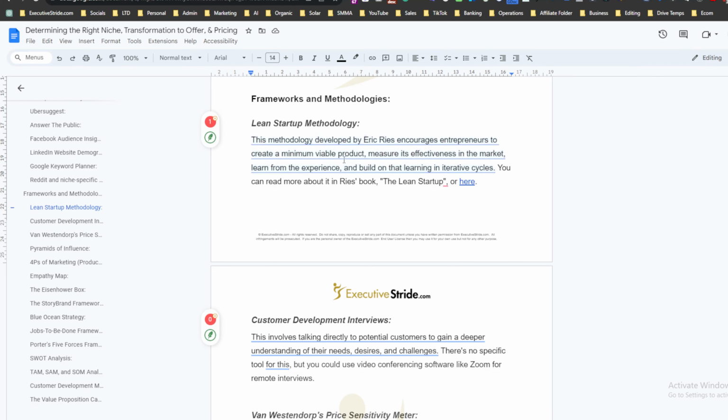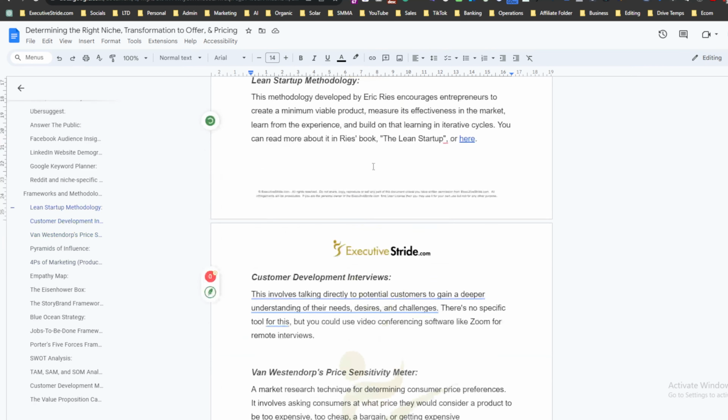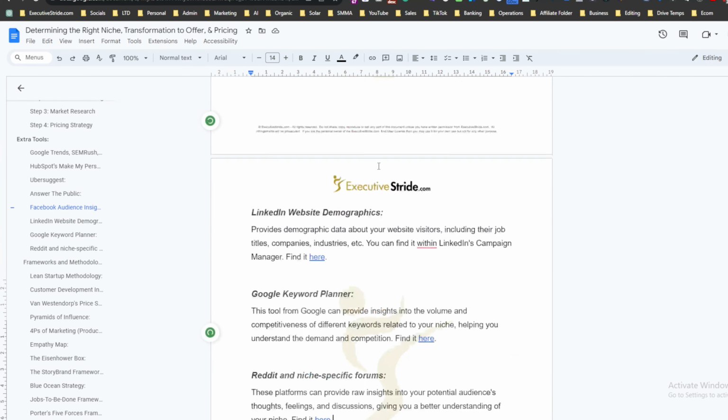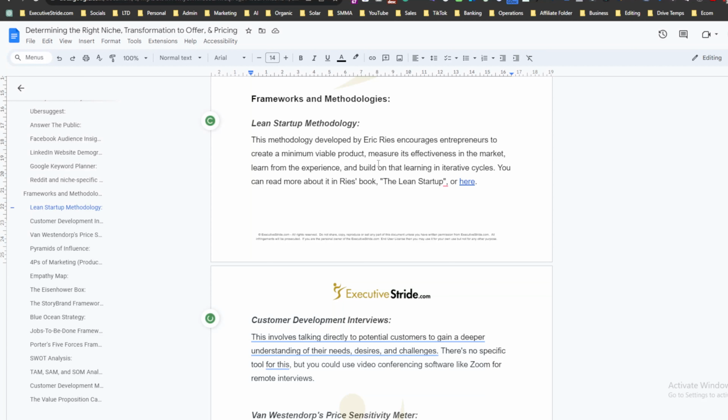These are just free frameworks and methodologies that are kind of within the whole defining your niche, offer, and all this stuff. So these are things you could potentially look more into, or you could potentially just know, oh, okay, this is what it is, to give you some kind of understanding. So lean startup methodology. This methodology, developed by Eric Ries, encourages entrepreneurs to create a minimal viable product, MVP. You may hear this word used a lot, or MVC, minimal viable course, or MVS, minimal viable service. And it measures its effectiveness in the market, learn from experience, and build on the learning in iterative cycles. You can read more about it in Ries's book, The Lean Startup.